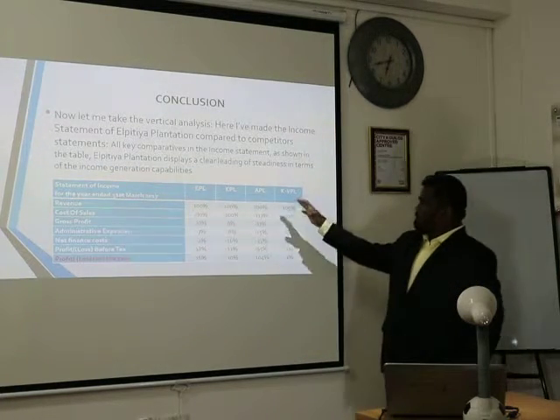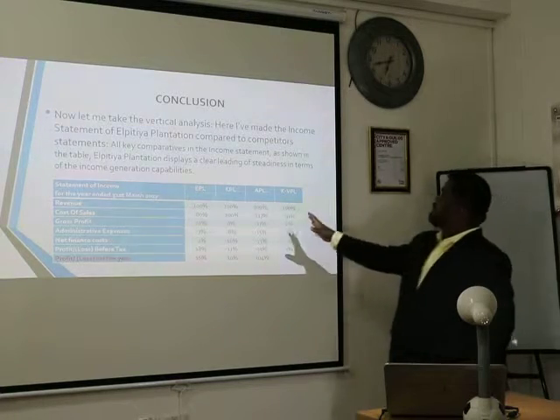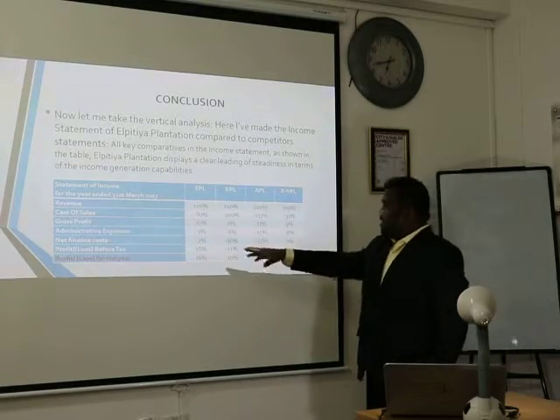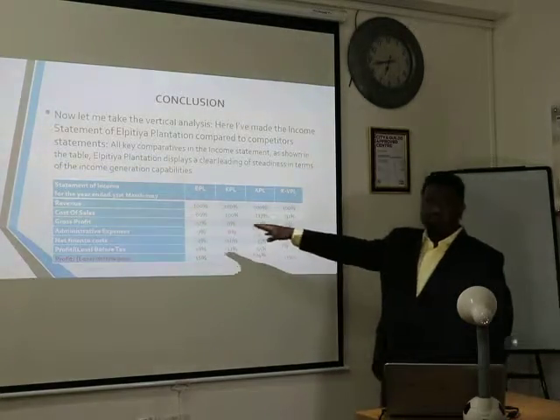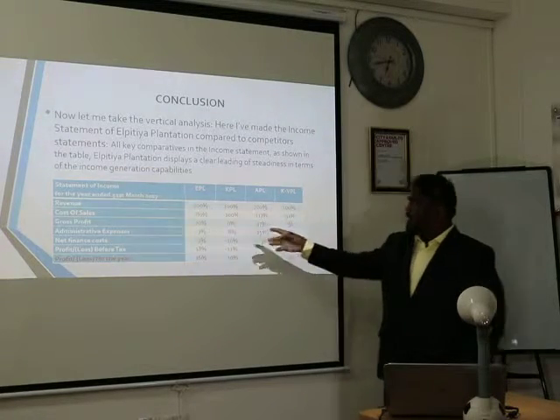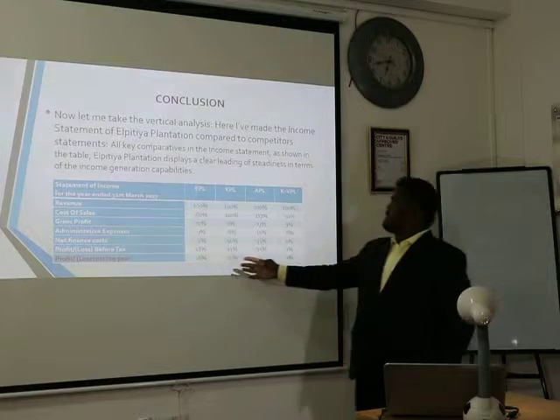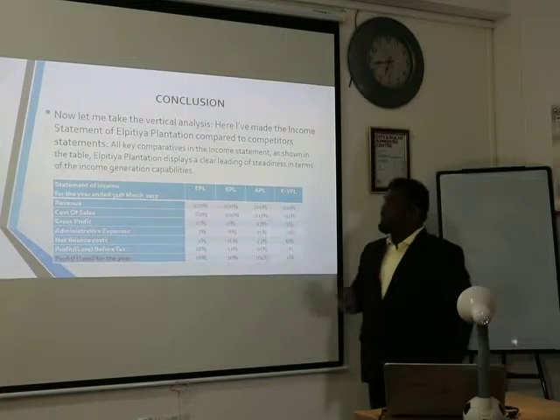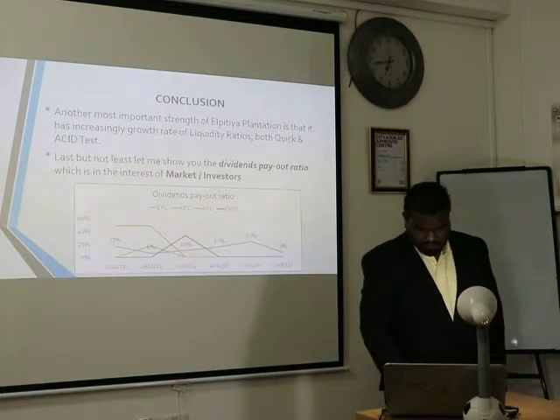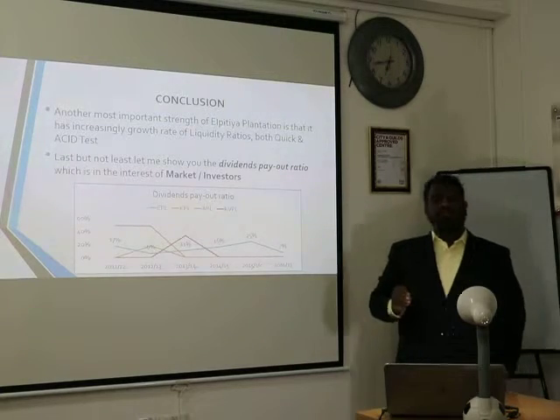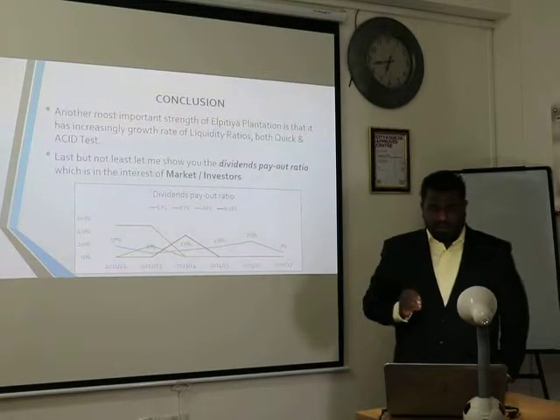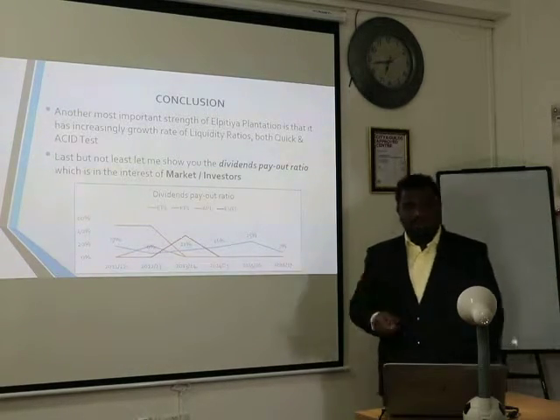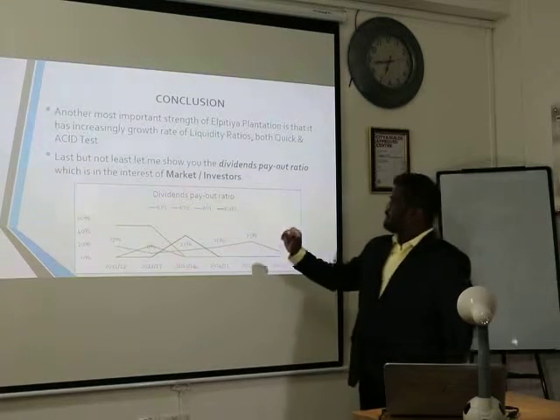Now let me take you to the vertical analysis. Here I have made the income statement of LPT Plantations compared with the competitors. All the key comparatives in the income statement are shown in the table. Then you can see the LPT Plantation performance, which is clearly leading in steadiness in terms of income generation capabilities. Another most important strength of LPT Plantation is that it has an increasing growth rate of liquidity ratios, both quick as well as acid test. You can see that.